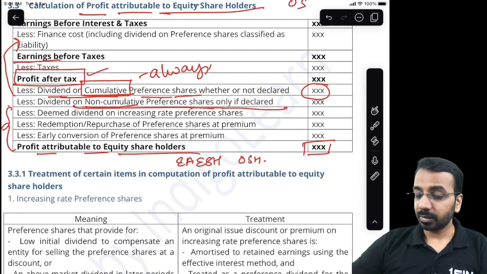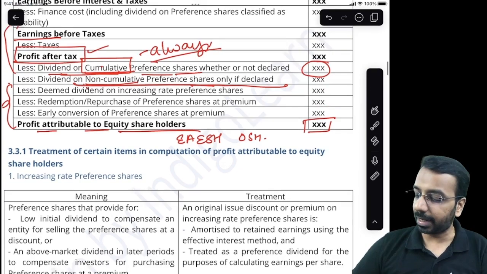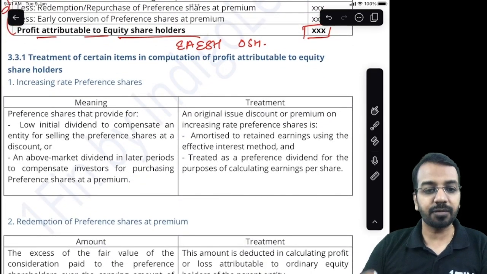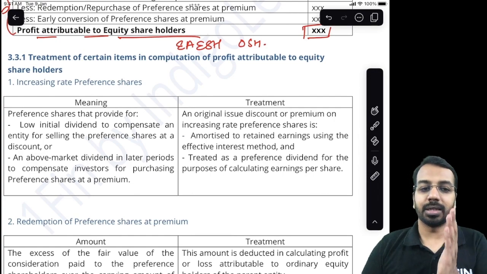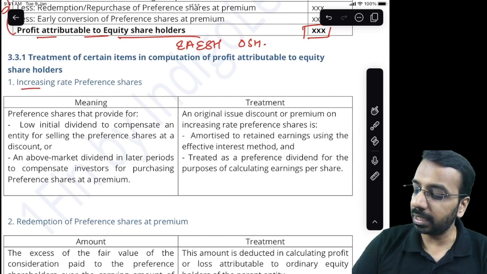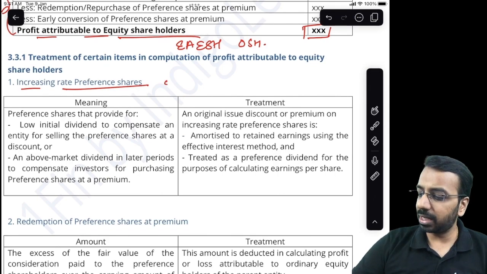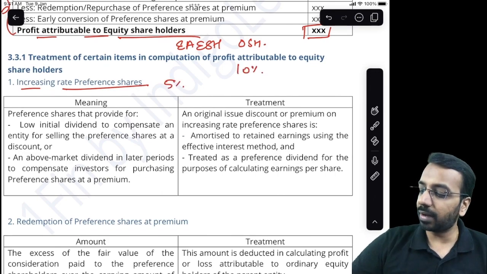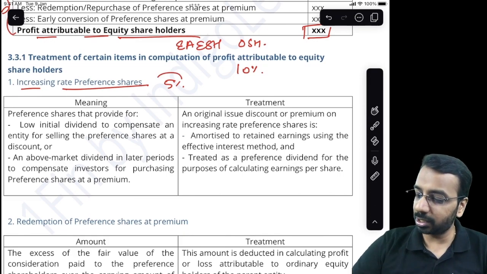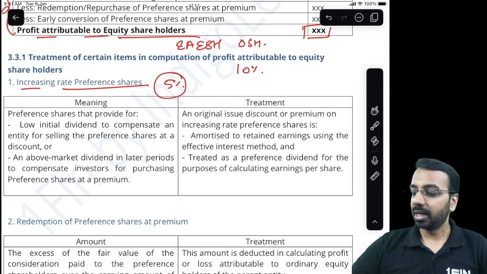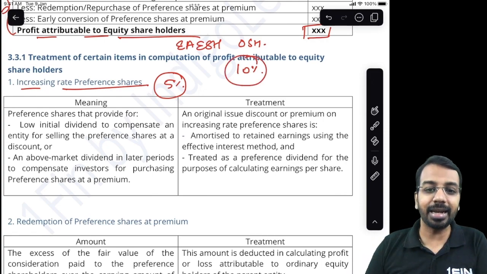Now when we calculate, as I told you, cumulative always deduct, non-cumulative only when declared. Then there are some specific items that we need to handle properly when we calculate EPS. First one is the concept of increasing rate preference share. Now what is the meaning of increasing rate preference share? Initially I will give a low rate of dividend, subsequently I will give a high rate of dividend. In that case, how should we handle? Because what happens, initially you will have low dividends, subsequently you will have high dividends. That is what is called a higher rate or an increasing rate dividend.